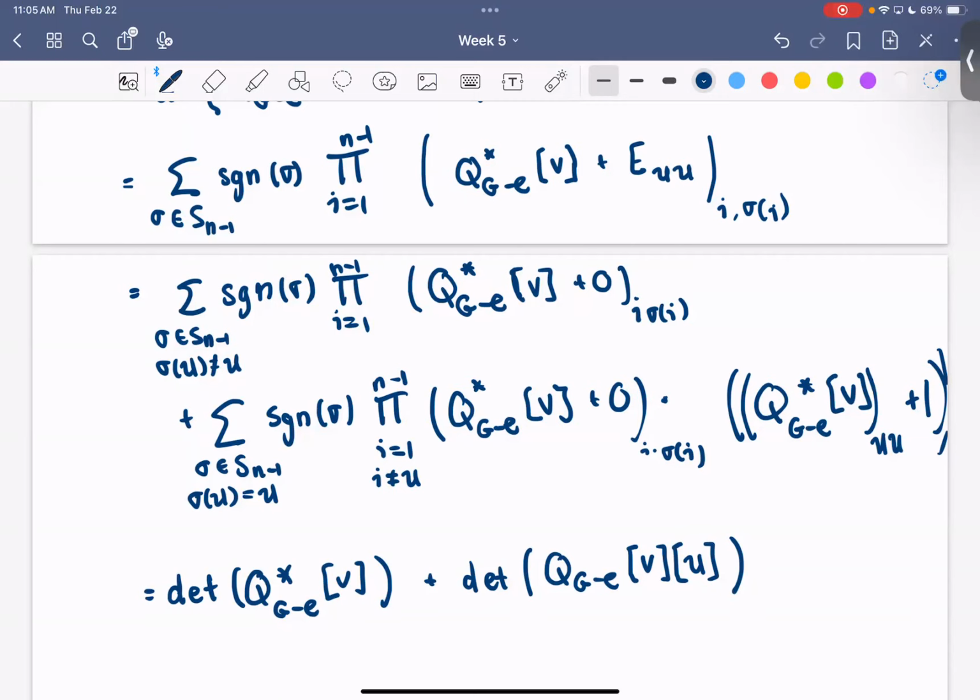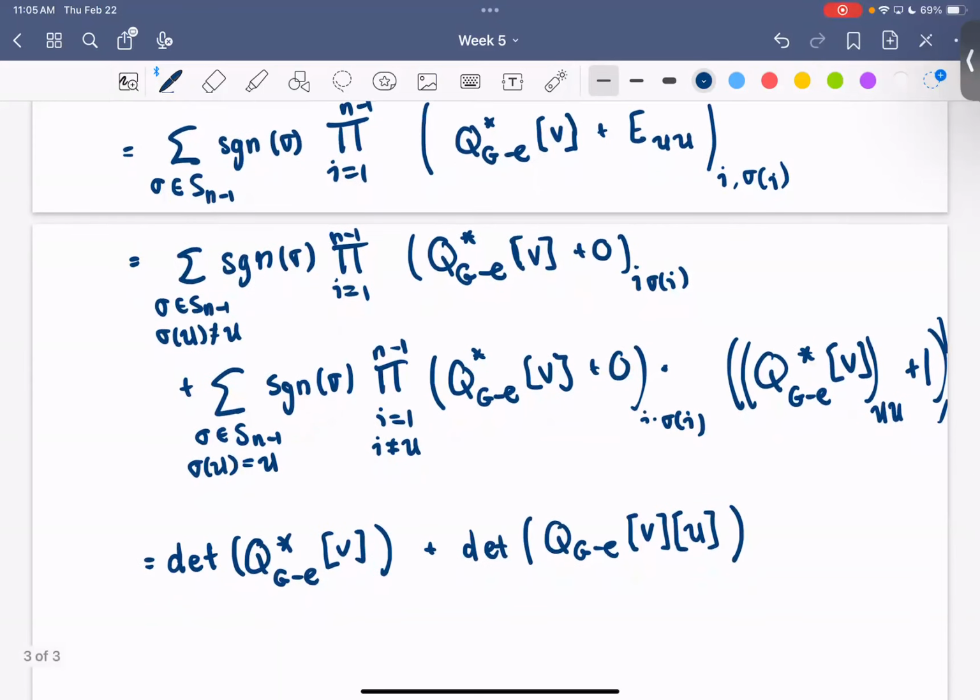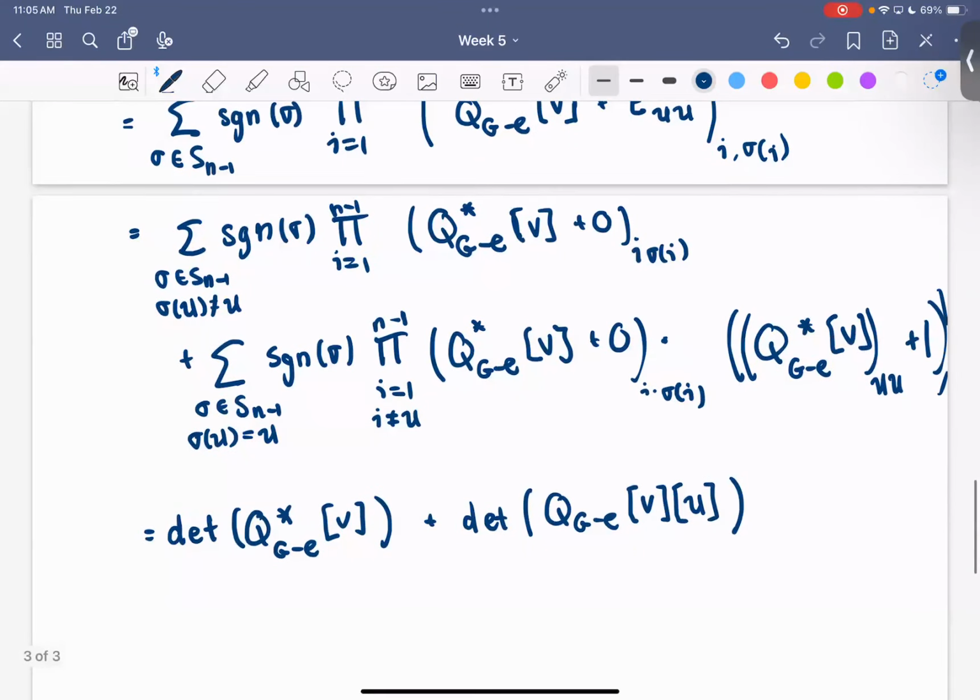Is it making sense up to this point? I know this is really calculation heavy. Does anyone have any questions? Or are we good up to this point?